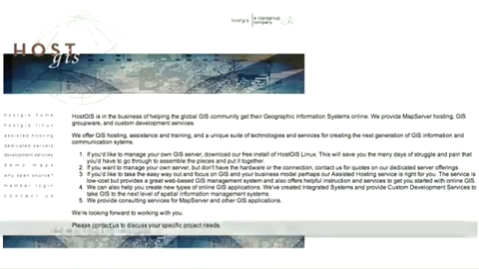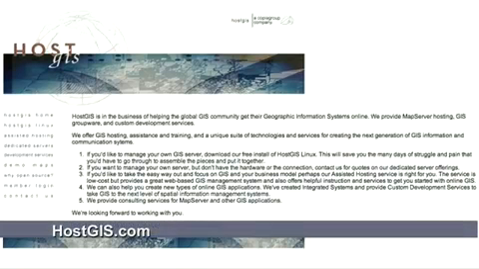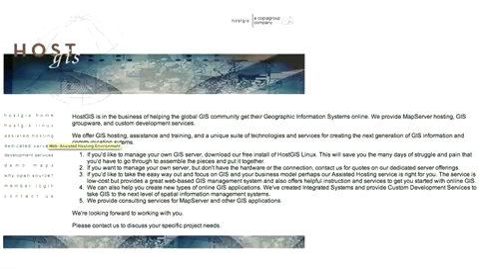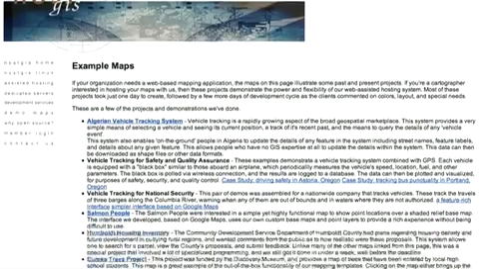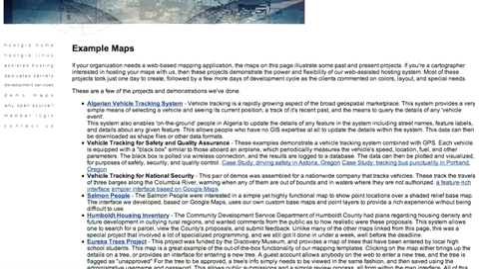Now the next one is hostgis.com. They offer, again, MapServer hosting, and they offer a couple of different levels. So you can look at shared hosting, which they refer to as assisted hosting, and dedicated servers. So you can have that scalability where you can start with a shared server at lower price. And as you increase your traffic, you can always bump it up to a dedicated server.